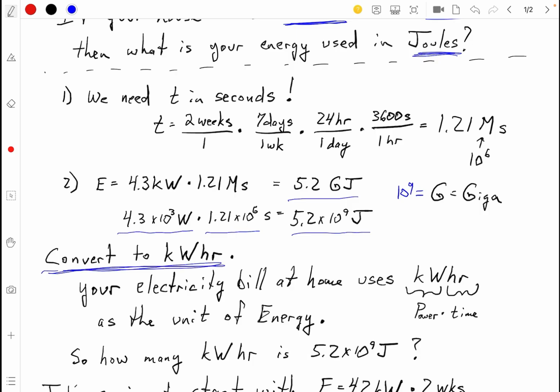I'm doing this for your sake because someday you're going to have to pay your electric bills. If you're not already, some of you probably are. So your electricity bill at home uses kilowatt hours, which is our power times time, to figure out the unit of energy. Okay, so if we take kilowatt hours, we're talking about energy. All right. So how many kilowatt hours is this? Go ahead, you figure it out. Keep in mind, a joule is a watt per second.